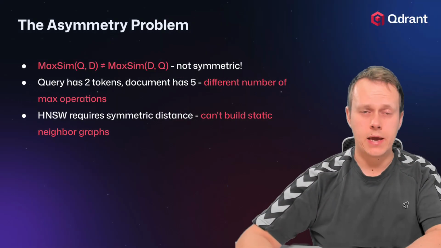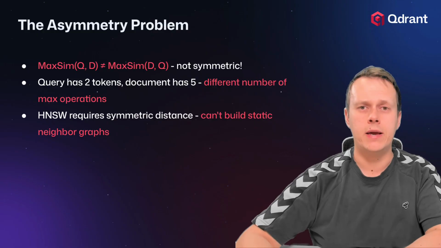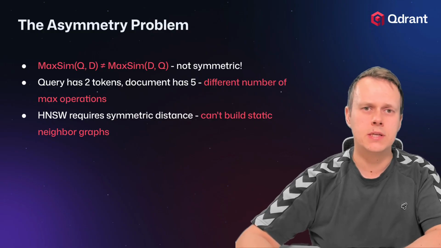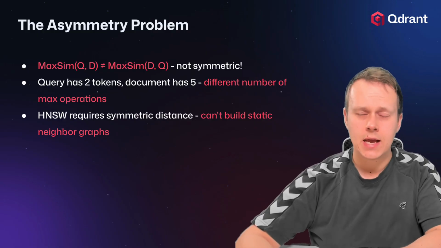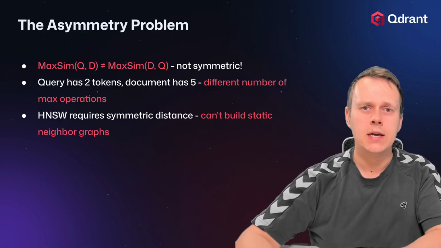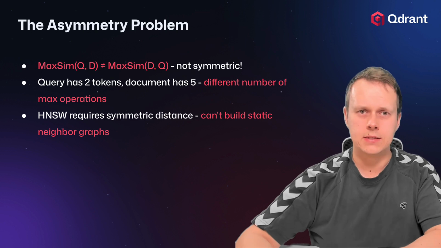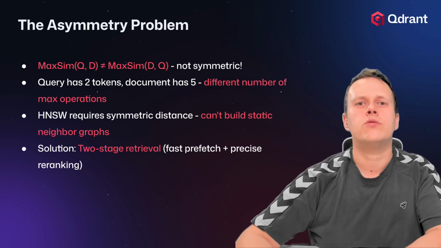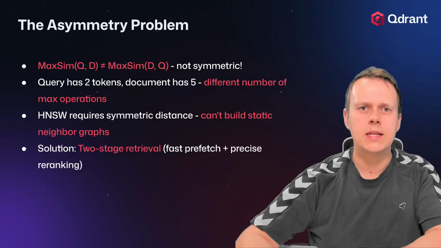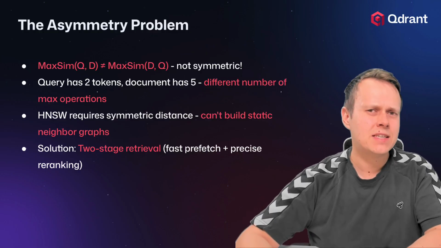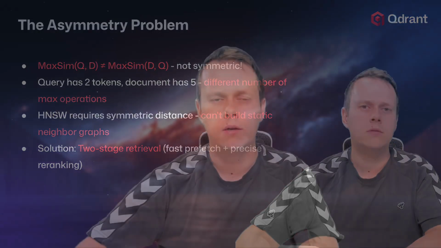This breaks HNSW. Graph-based indexes like HNSW require symmetric distances to build static neighbor relationships. If the distance from A to B doesn't equal the distance from B to A, the graph construction fails. The solution is two-stage retrieval. Use a fast symmetric method for initial retrieval, then apply MaxSim only for re-ranking the candidates. We'll cover this detail in Module 3.